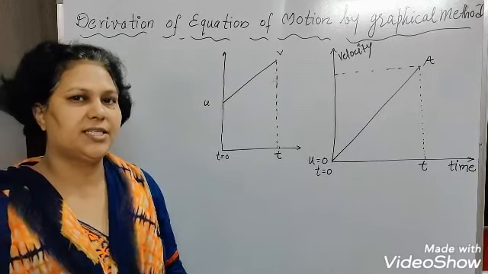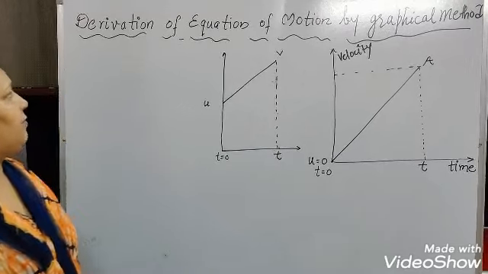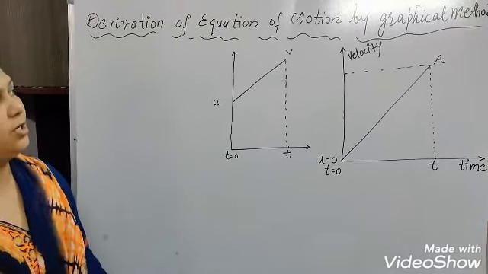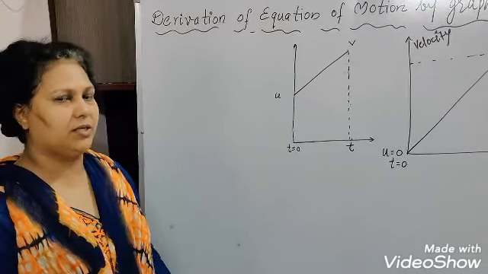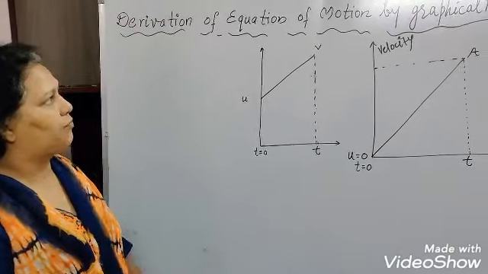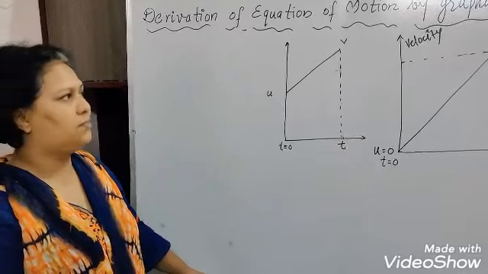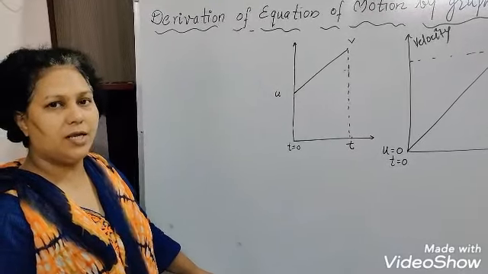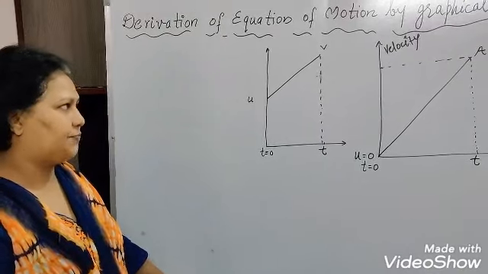In today's physics class, we will learn about derivations of equations of motion by graphical method and by calculus method. So first of all, we will see the derivation of equation of motion by graphical method. This method you have already learned in class 9th, but once again we will revise it.